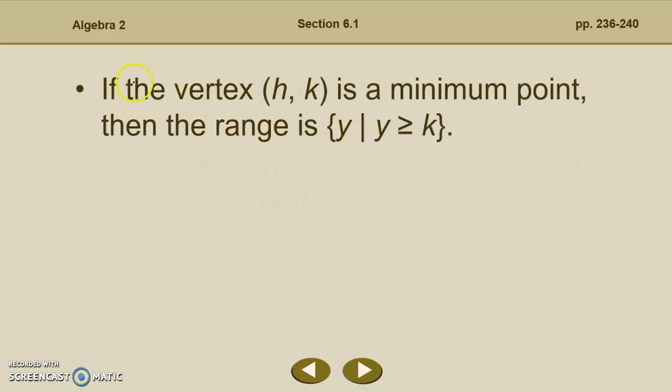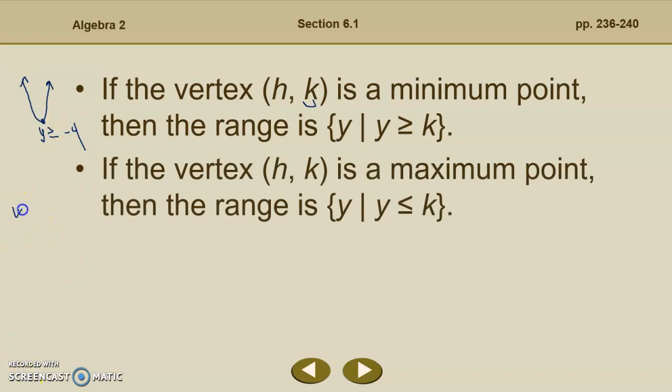Now, if the vertex is at a minimum point, like the one that we saw here, at -1, -4, then the range is y is greater than that minimum point. Y is greater than that bottom y value. In this case, y would be greater than or equal to -4. If the vertex has a maximum point, what if the parabola was like this and it had a maximum point? The range would be less than that maximum point. We represent the vertex using h and k, which is just the x and y values where the vertex occurs.